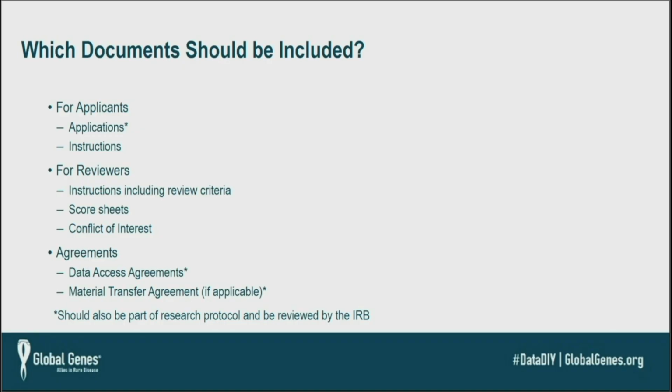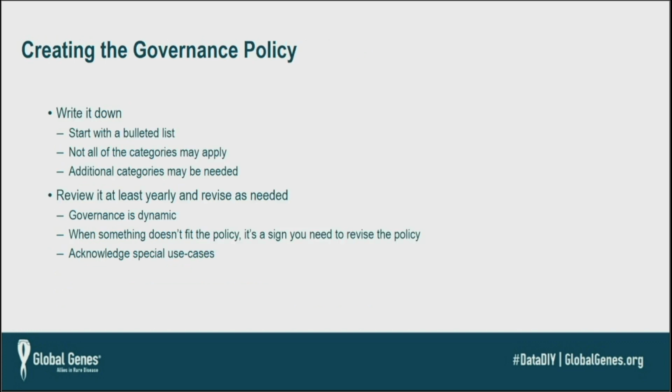And then the agreements, the data access agreement and the material transfer agreement. And the base agreement should also be reviewed by the IRB. So again, how do you actually create this? Well, you just have to start writing it down. Start with a bulleted list. Who makes those decisions?